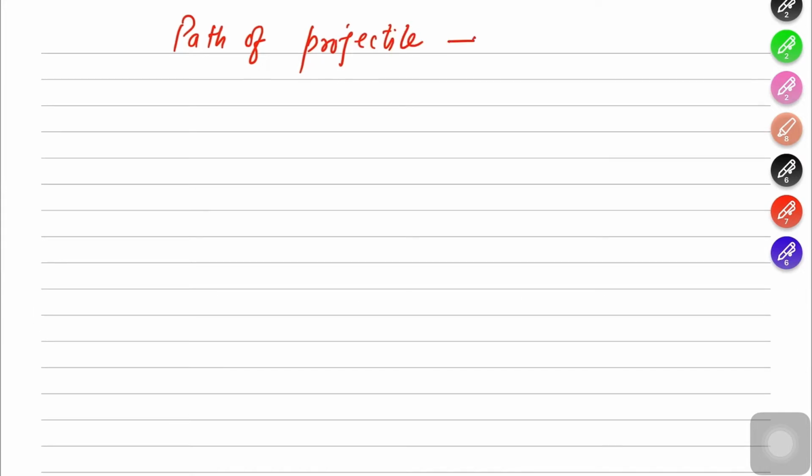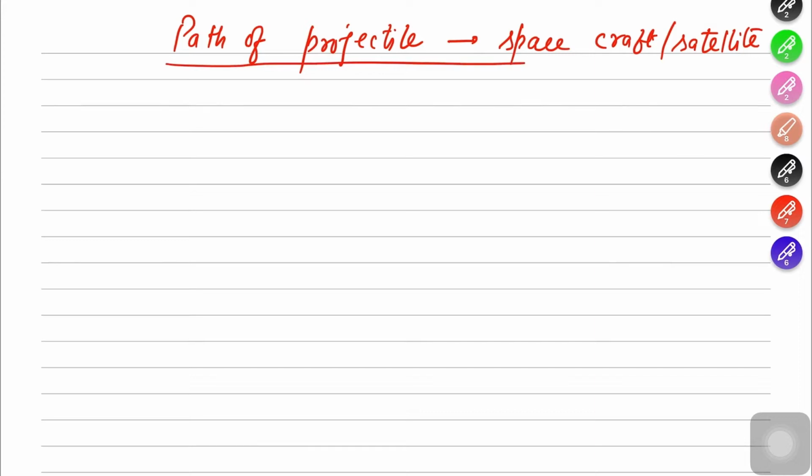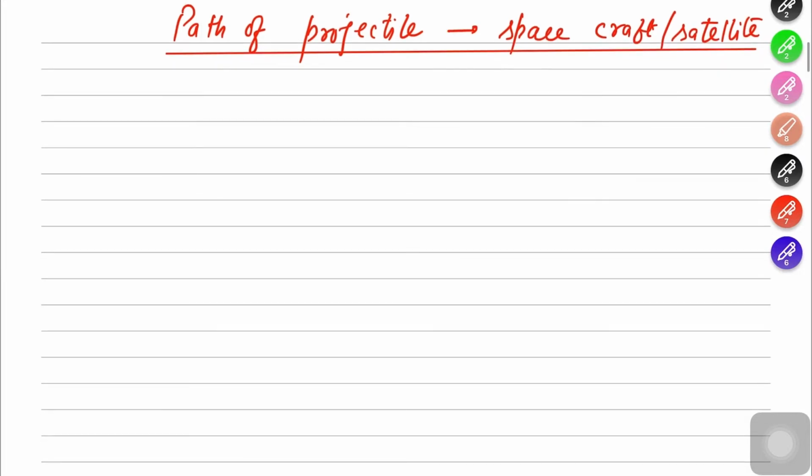It may be any spacecraft or any satellite. So the path of any projectile projected in space, that may be a spacecraft or any satellite, may be one of the conic sections. Okay, so before understanding this path of a projectile, let us see.